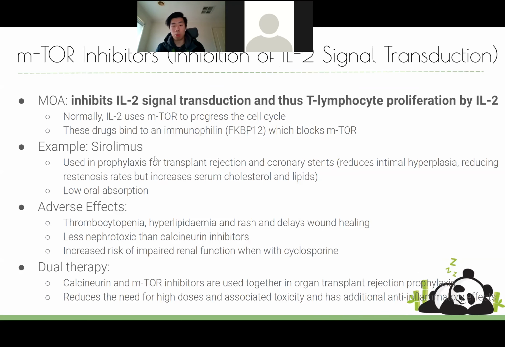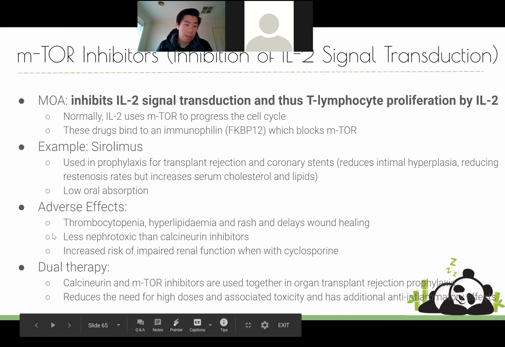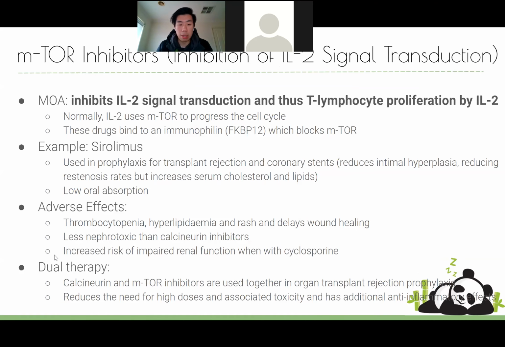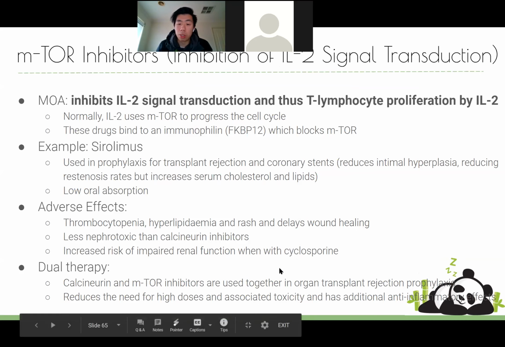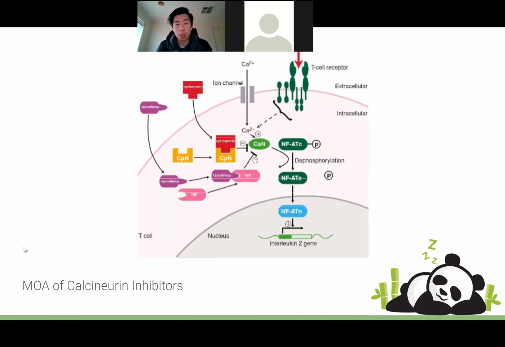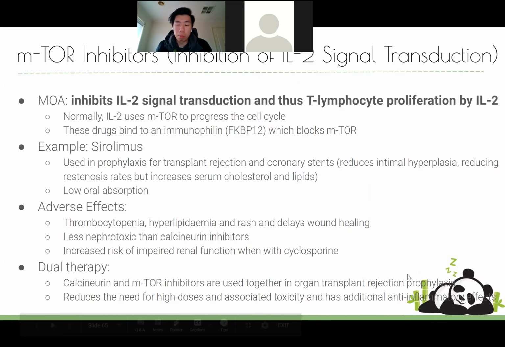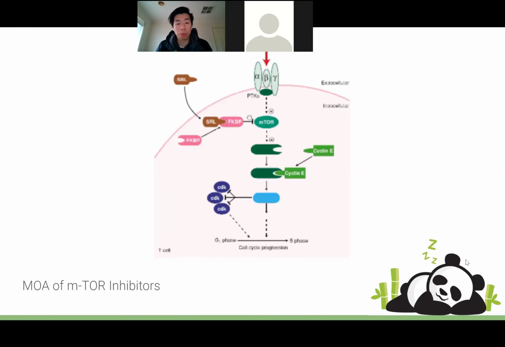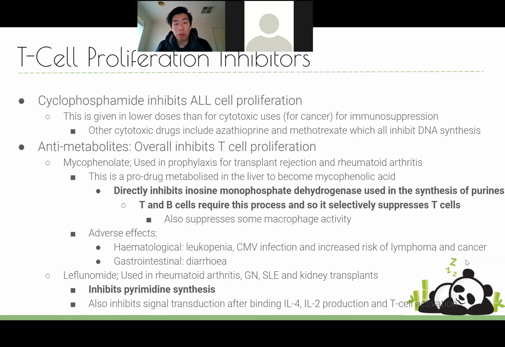So these are examples of sirolimus. This is used in prophylaxis of transplant rejection and in coronary stents, and has low oral absorption. It can cause thrombocytopenia, and is less nephrotoxic than calcineurin inhibitors, but it's still somewhat nephrotoxic. There's also an increased risk of renal function impairment when used with cyclosporin. It is used in dual therapy with calcineurin inhibitors, but they are also used in general. All right, so T cell proliferation inhibitors.